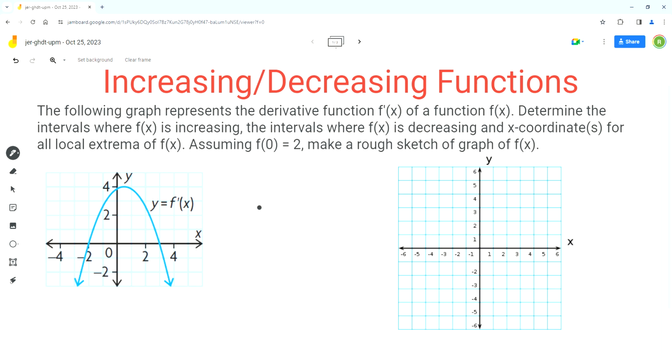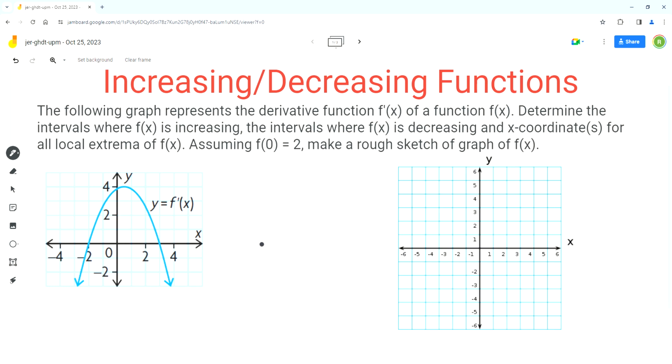So in this video, we'll solve this problem using the concepts of derivatives. The following graph represents the derivative function f prime of x of a function f of x. Determine the intervals where f of x is increasing, the intervals where f of x is decreasing, and the x coordinates for all local extrema of f of x. Assuming f of 0 equals 2, make a rough sketch of the graph of f of x.